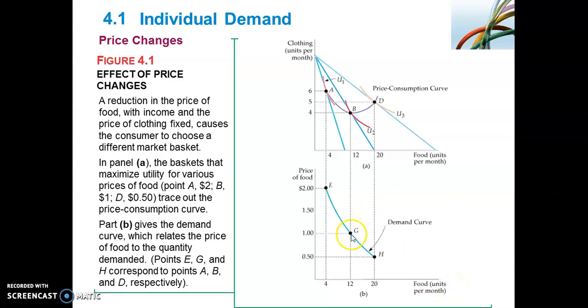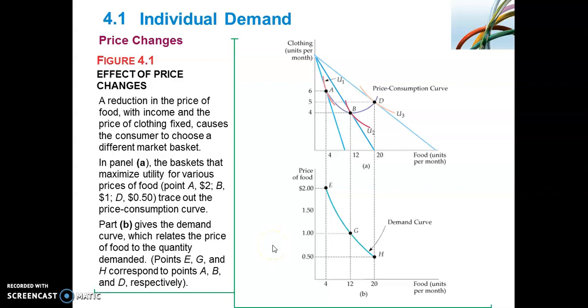Now, if we look at point G, we know that corresponding to point B it is 12 units of food. And of course, this analysis only pertains to food. So the 12 units there is the same as this point over here because we're looking at the individual demand for food. And we were told that the price per unit of food was $1. So there's your one point on your demand curve.